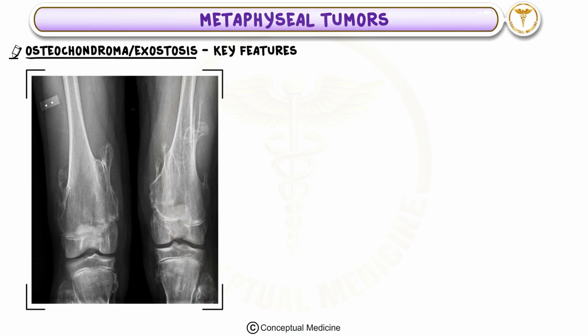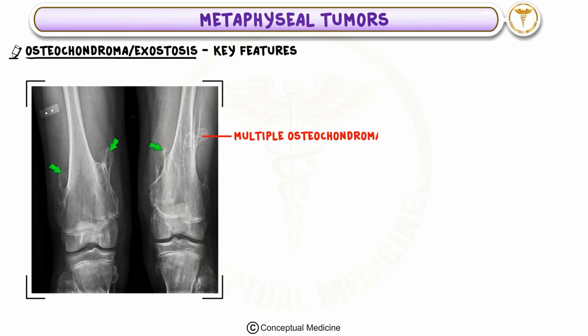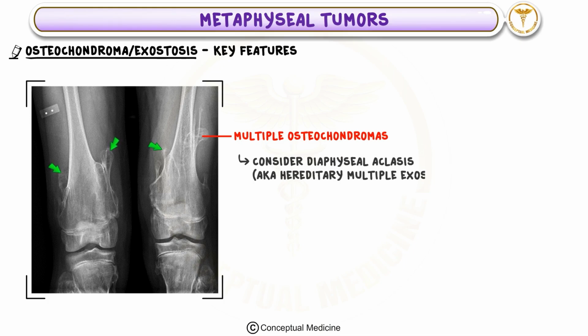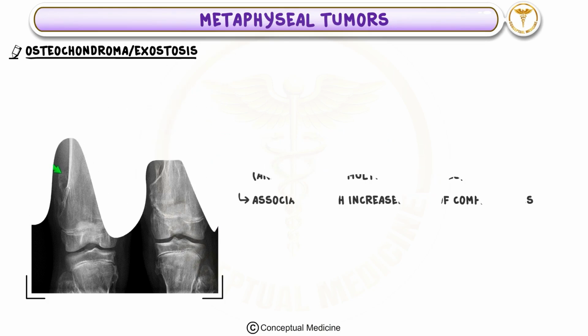Key features. When examining patients with multiple osteochondromas, you should consider diaphyseal achalasis, also known as hereditary multiple exostoses. This hereditary condition involves multiple bony outgrowths and is associated with an increased risk of complications.